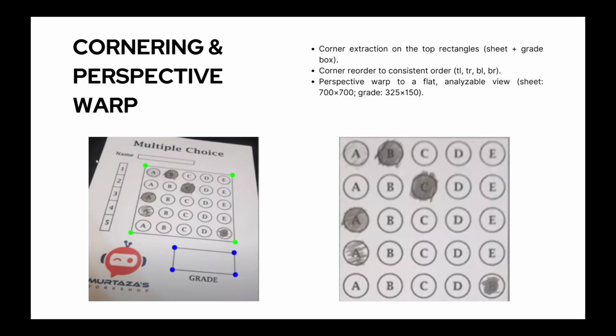With the main outlines identified, the next step is corner reordering and perspective correction. We extract the four corners from both the sheet and the scoring box and rearrange them in a consistent order, top to bottom and left to right, to avoid confusion when applying the transformation. Then we apply the perspective warp, which essentially flattens the image, correcting any tilt and rotation it may have had when scanned or photographed. This gives us a perfectly front-facing view of the sheet, 700 by 700 pixels, and the scoring box, 320 by 150. In this way, the system can accurately analyze the responses.